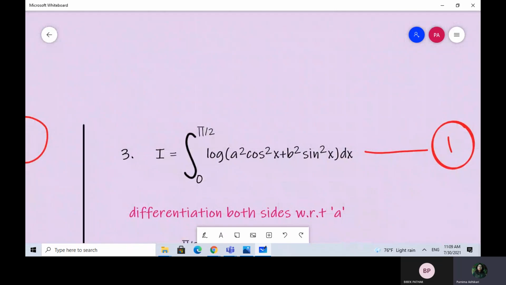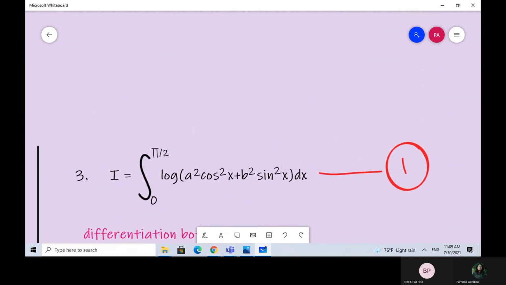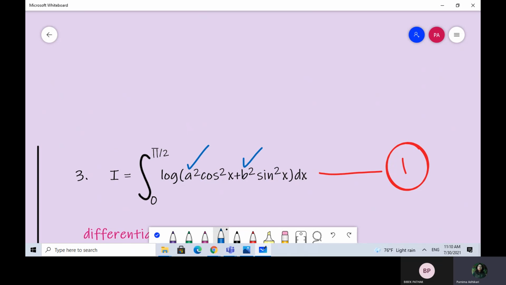Any doubt you can ask me. Okay, let's look at this question. How are you going to apply Leibniz rule here? I mean, which parameter are you going to choose here for differentiation? Other than x, what do we have? Parameter a is there and b is also there. So which parameter will you choose here?